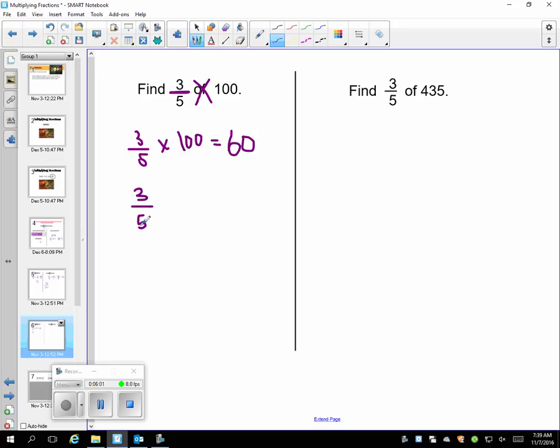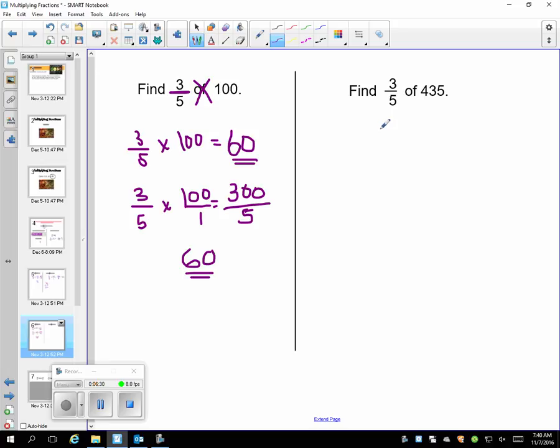If you can't see that happening, that's fine. That just means you're going to take a couple of steps to compute. That's fine. Write 100 over 1. 3 times 100 is 300. Divided by 5. I know that 30 divided by 5 is 6 with the extra 0, 60. Same thing. 60, 60.